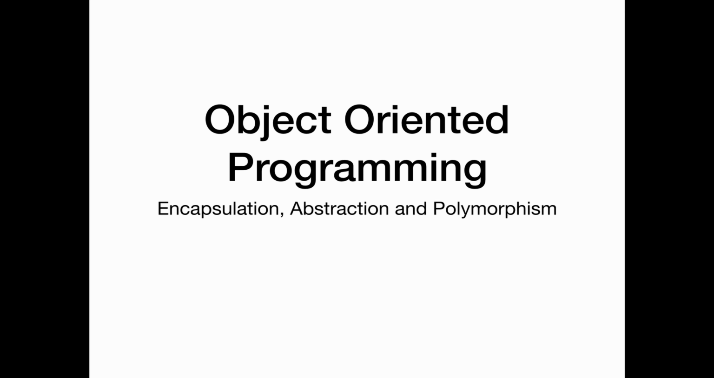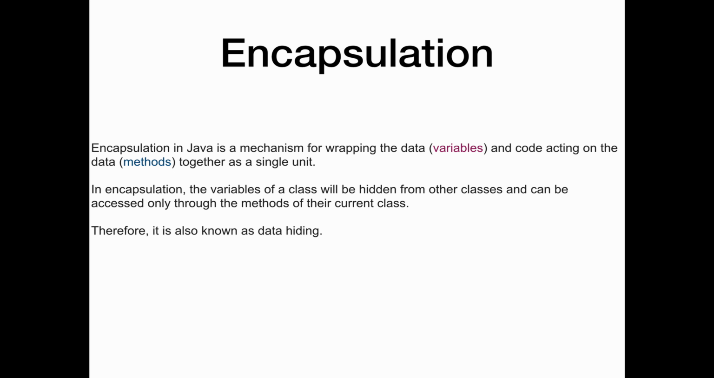Hi, in this video, I'm going to be teaching you the concepts of encapsulation, abstraction, and polymorphism. Now, these three concepts are very important in object-oriented programming. You will normally hear them from time to time, and understanding them will help you understand the whole concept of object-oriented programming. So first, we can start with encapsulation.